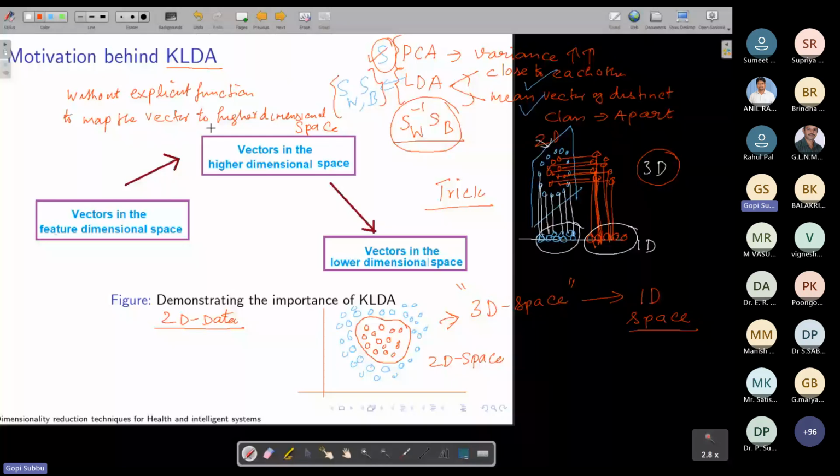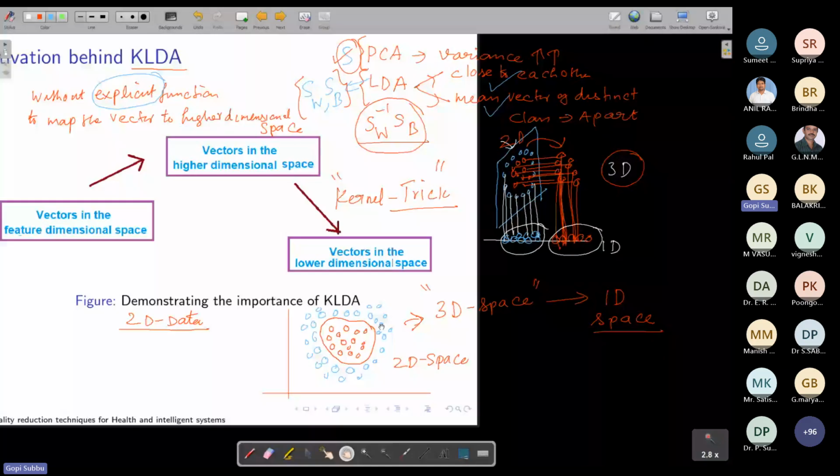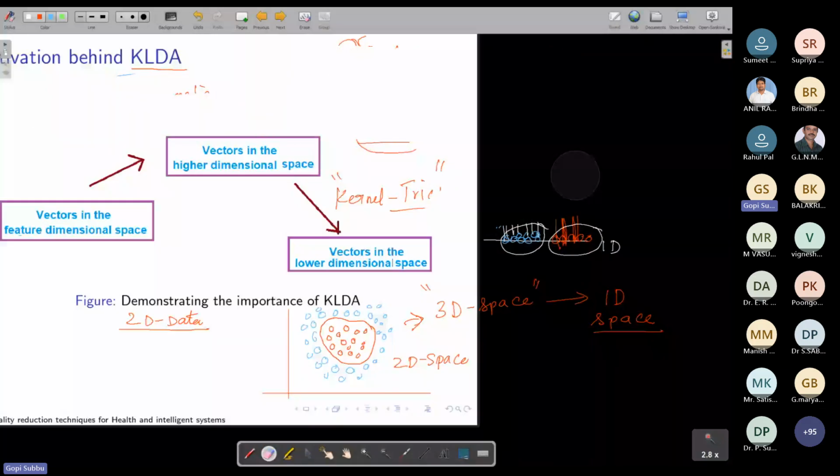It means we are not going to use any function to map the vectors to the higher dimension. That job we are not going to do explicitly, but we work as if it is done in the higher dimension, right? First, I would like to give you the solution, just like how we did for PCA and LDA. For KLDA, what are the steps involved in getting the basis for the dimension reduction? That I will discuss first, and then we'll see the outline of how that is happening.